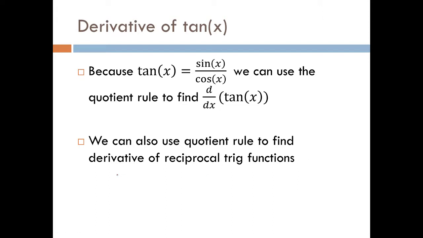As a reminder, the other trig functions are secant x, which is 1 over cosine x, cosecant x, which is 1 over sine, and cotangent x, which is 1 over tangent, although I prefer to write it as cosine x over sine x. Okay, so those are the reciprocal trig functions.